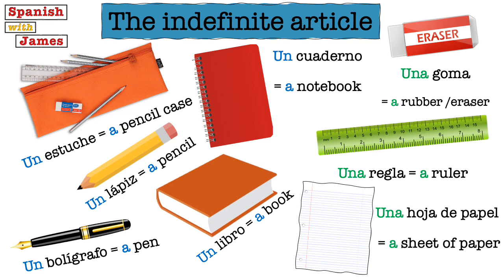Here in Spanish we've got two ways of saying this. We've got un, which we've color-coded in blue, and una. So un is the masculine. So we know that pencil case in Spanish is masculine. Un estuche. And una is the feminine. So a sheet of paper, una hoja de papel, literally means a leaf of paper. So una hoja is a leaf, same as the leaves you get on trees. Una hoja is feminine, so we use una and not un. So they're the two indefinite articles in Spanish.